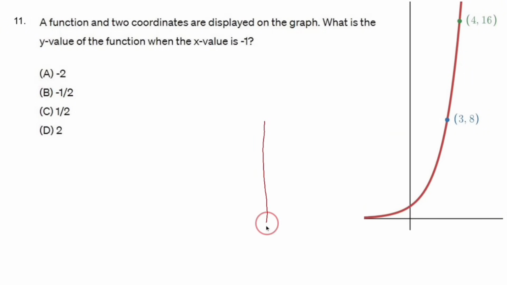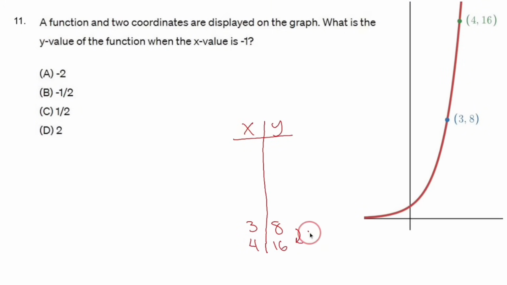And so what I'm going to do is create an xy table by drawing that perfectly straight line and just kind of go backwards. So I have 3, 8 and I have 4, 16.